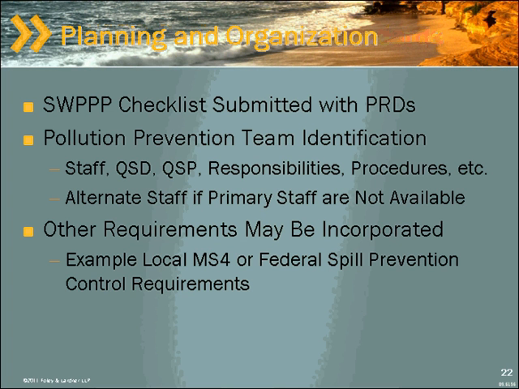This permit has a SWP checklist in it that is to be submitted with the PRDs. The other part of the planning and organization that's probably more comprehensive in this one is the identification of all the team members on the pollution prevention team. That would be all staff, the QSD, the QSP, of course, and what those responsibilities are, the procedures, the frequency, what the activity is, whether it's sweeping or pressure washing or covering of stockpiled materials. All of those positions need to be identified within the planning and organization part of the SWP. Alternate staff also need to be identified. For example, if someone is sick that day and there's someone else doing the sampling or the implementation portions of the SWP, those alternate staff need to be identified as well.